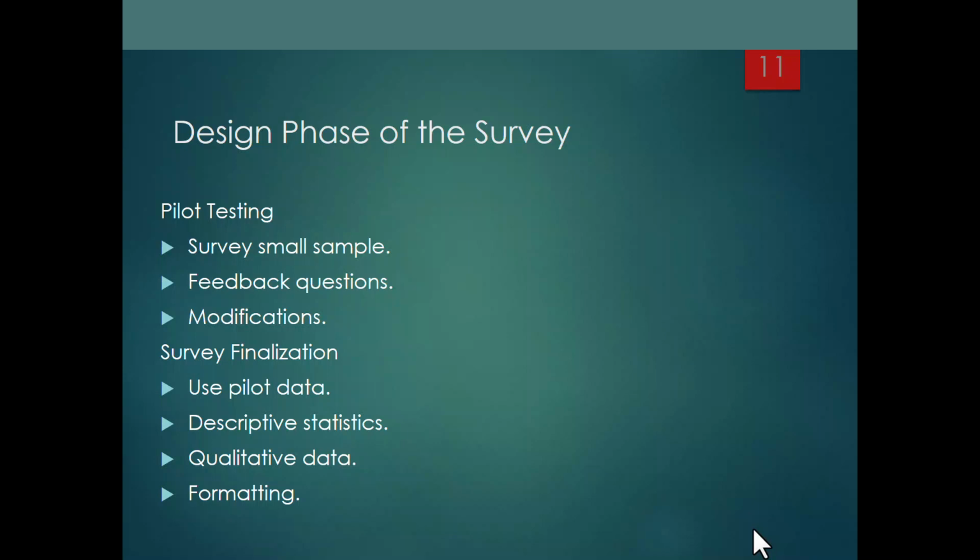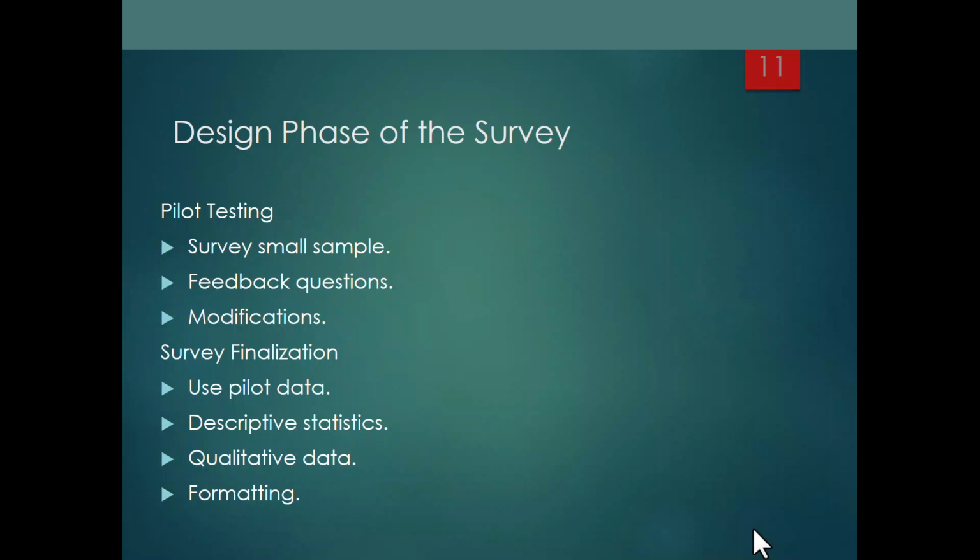So not this semester, but next semester we might learn to do that. But there's a way that you would run descriptive statistics on the actual survey so that you can determine the reliability of the survey and whether you need to delete questions from the survey.